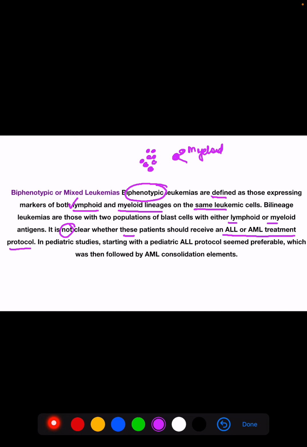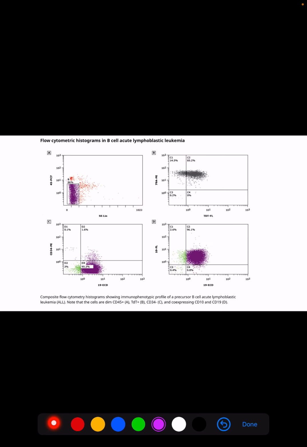Because they have two populations of blast cells, it is not clear what treatment they should receive, an ALL or AML treatment. In pediatric studies, starting with the pediatric ALL protocol seemed preferable, which was then followed by AML consolidation elements.